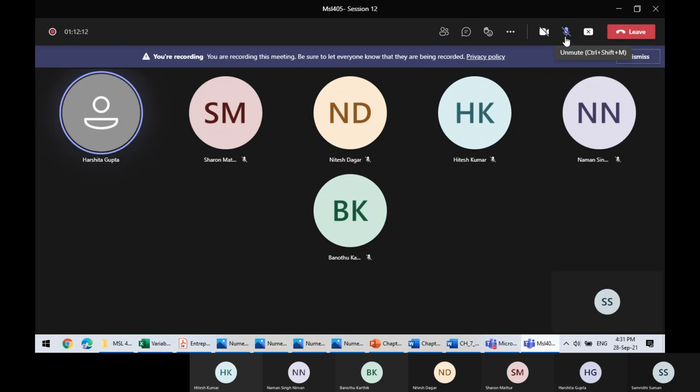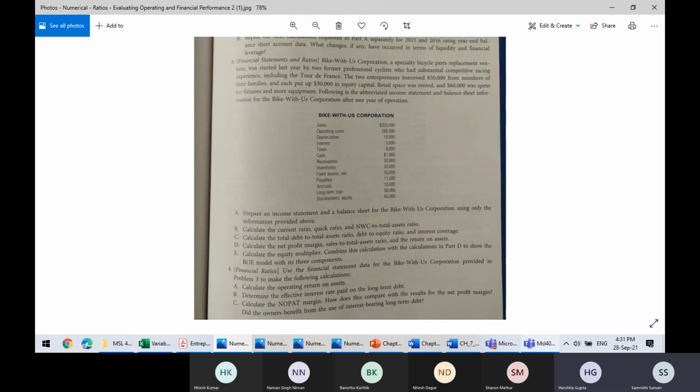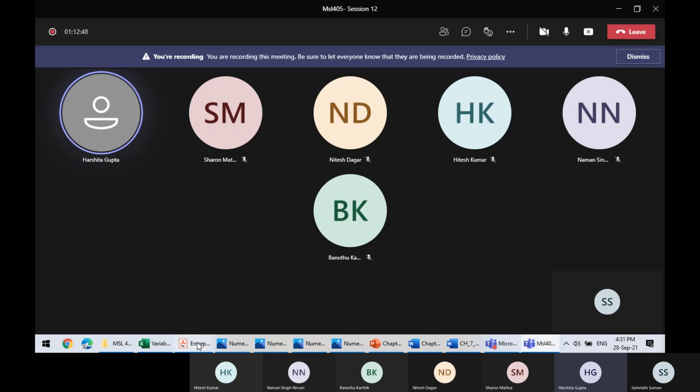Samriddhi ma'am, should we move to the numericals that were left? Okay, we can discuss those numericals. I don't think anybody is left with any questions, right? Can you take those numericals, please? I think the third we completed. Now we have to go with the fourth one.